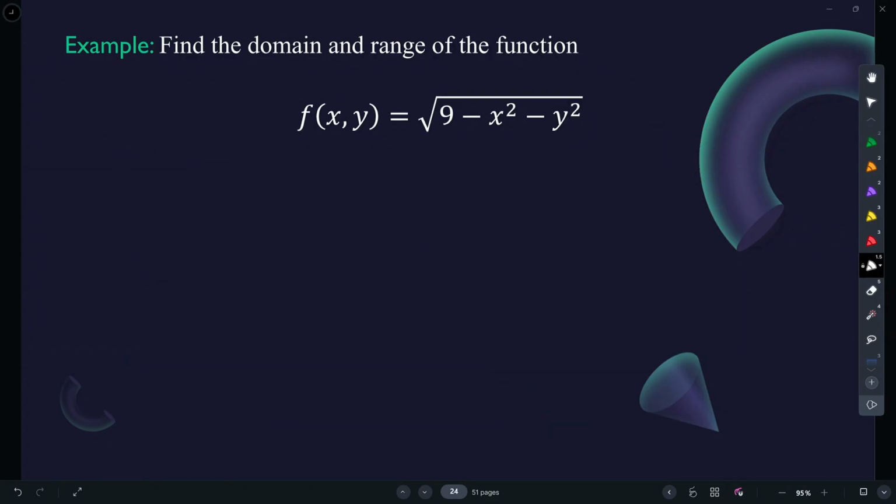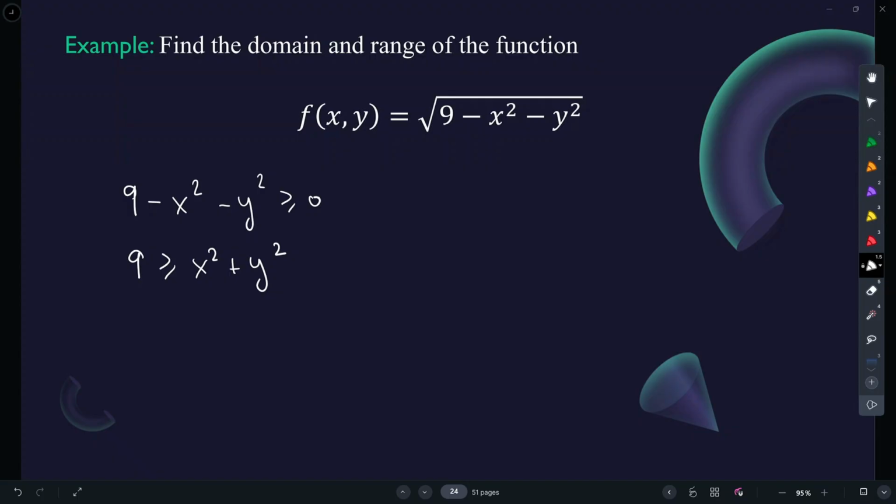Right, now find the domain and the range of the function, the square root of 9 minus x squared minus y squared. First of all, what is the domain? Where does this function make sense? Like before, inside the square root, we want it to be non-negative. So I need 9 minus x squared minus y squared to be bigger or equal to 0, so I want 9 to be bigger or equal to x squared plus y squared.